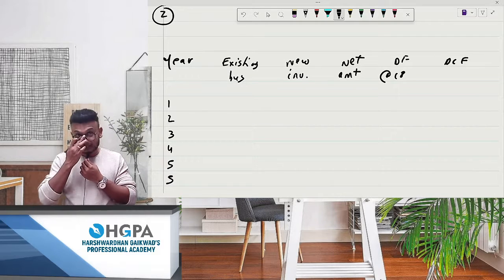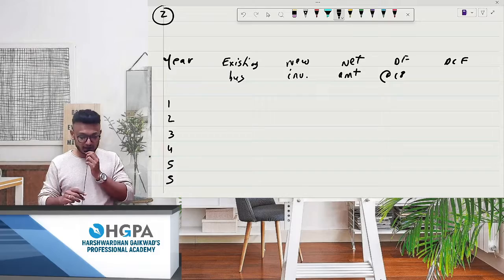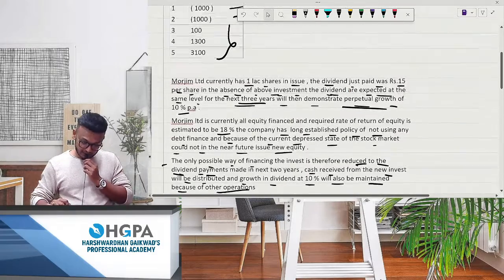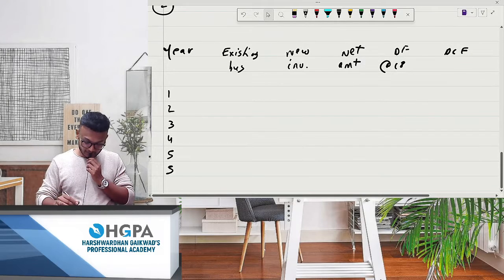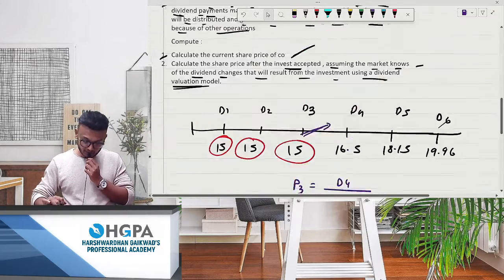Now understand this first. See your new investment, where's the question? I'll take this in thousands, this is lakhs. So this is already negative, it is 10 only, 10. And next your inflows are there. How much is the inflow?